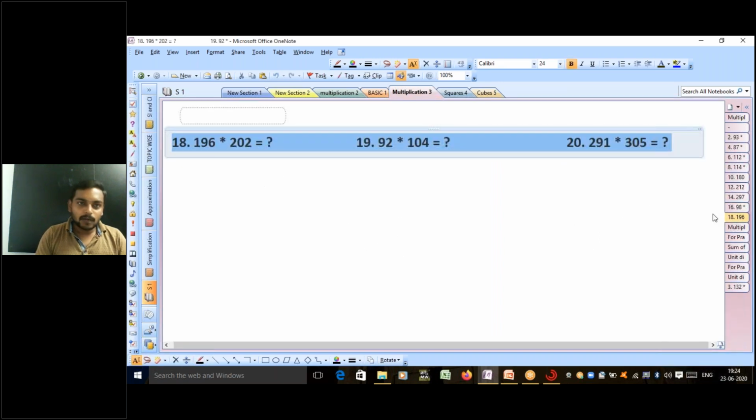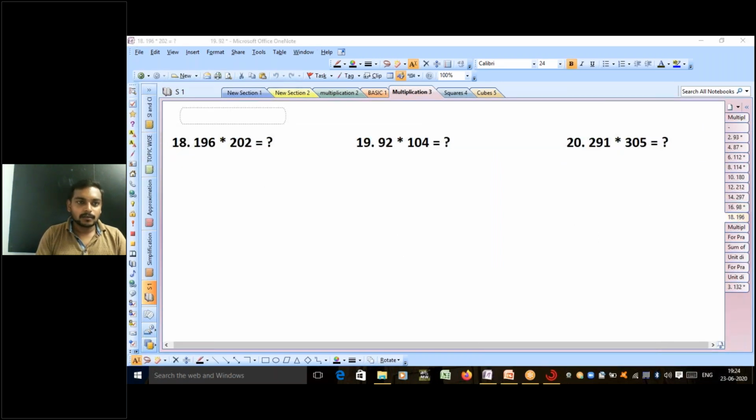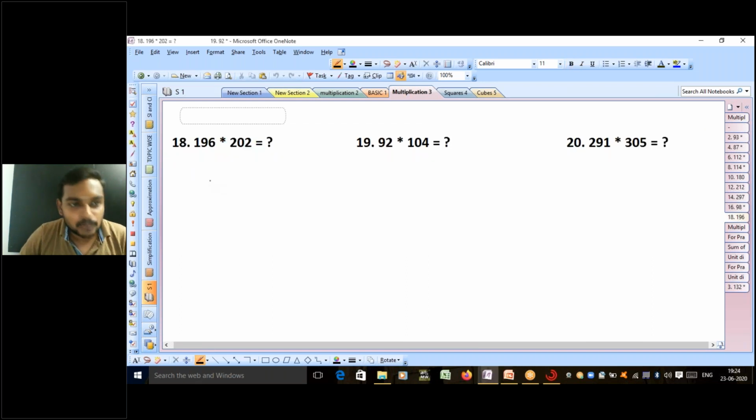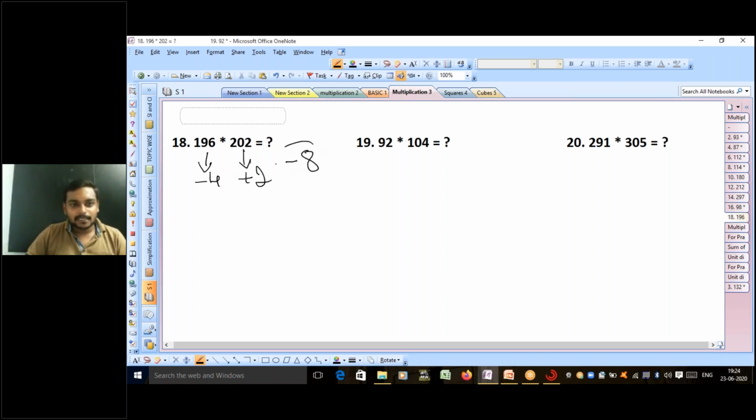I'll explain one more question. Don't worry. Here we have numbers nearer to 200, but one number is less than 200 and one number is more than 200. In this situation, it is 4 less, it is 2 more. We have different signs. So minus 4 plus 2, it will be minus 8.